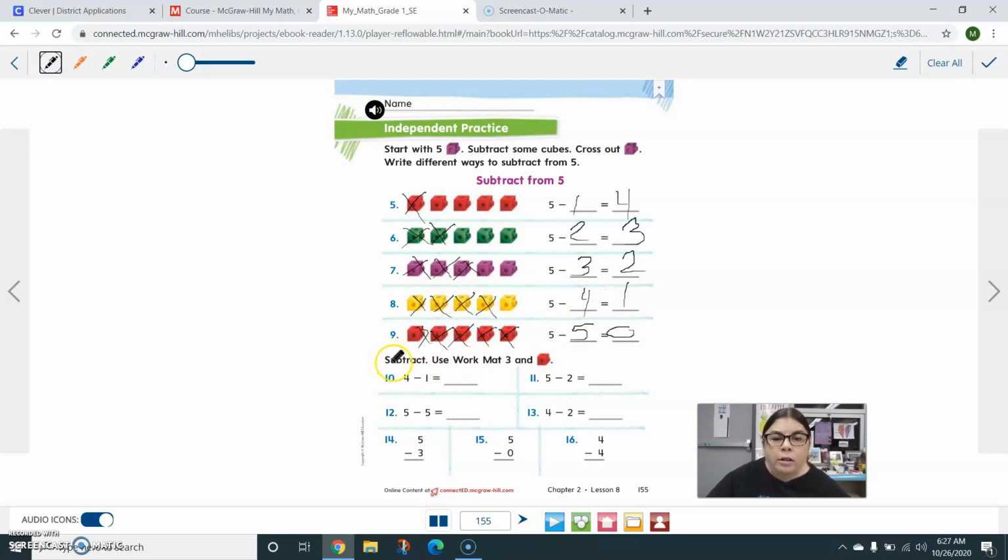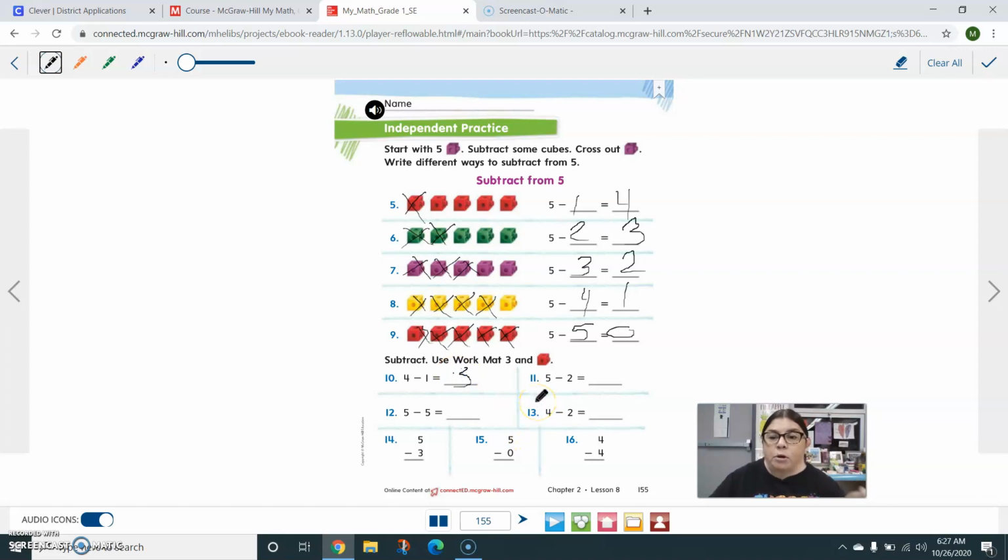Now we're going to go down here and it says subtract. Okay, you can use your cubes if you want. Again, like I've told you, you could draw pictures on the side. Use your fingers if you have to because they're always attached. But let's go ahead and give you the answers. Please follow along and check what you got. So number 10, we have 4 minus 1. Now I'm going to use my fingers this time. 4 minus 1. How many am I left with? That's right, friends. You should have gotten 3.